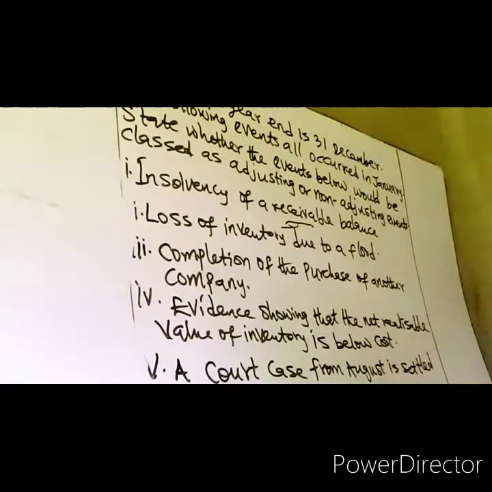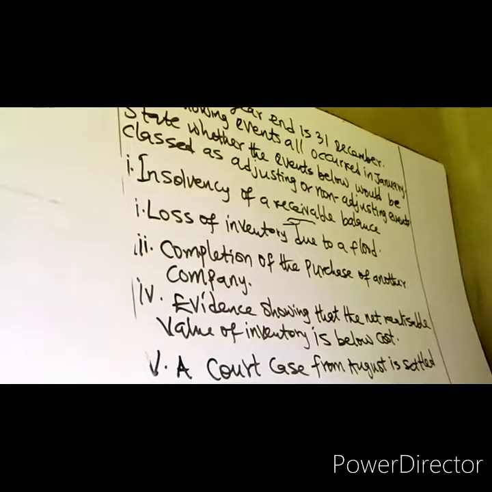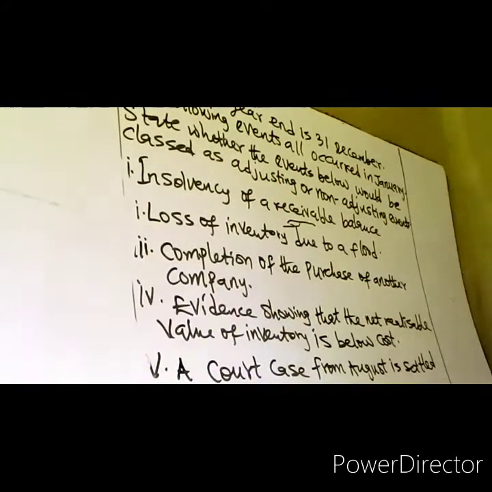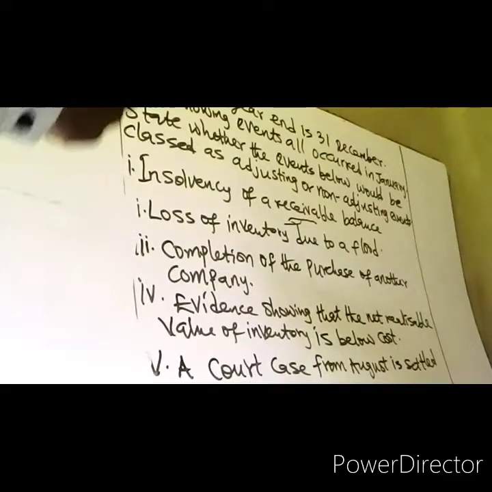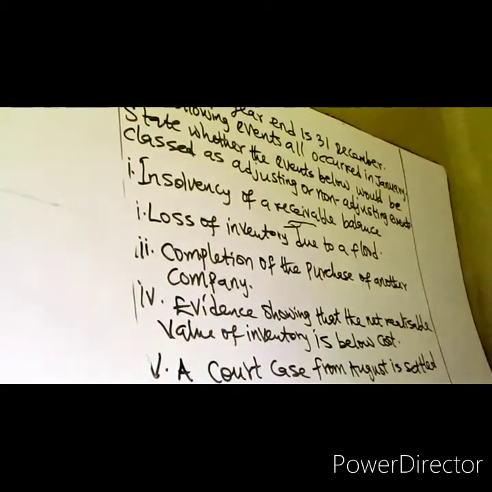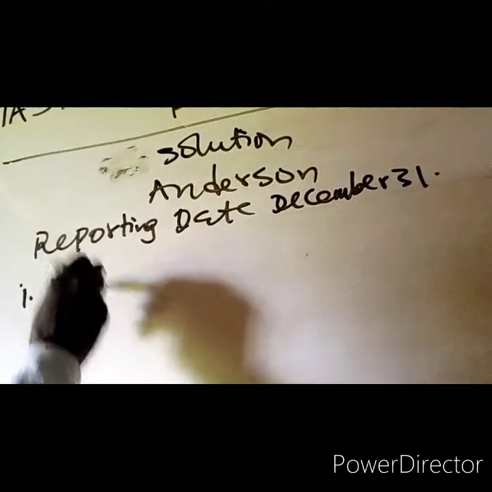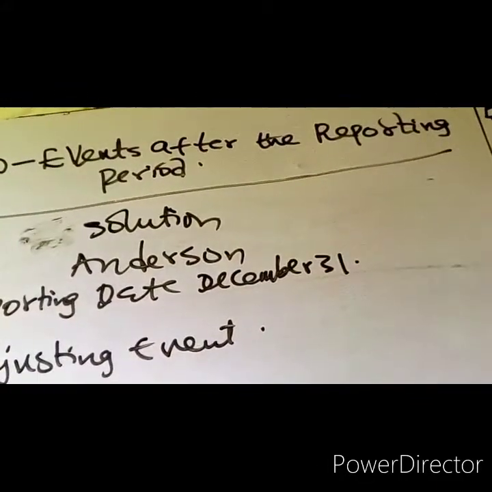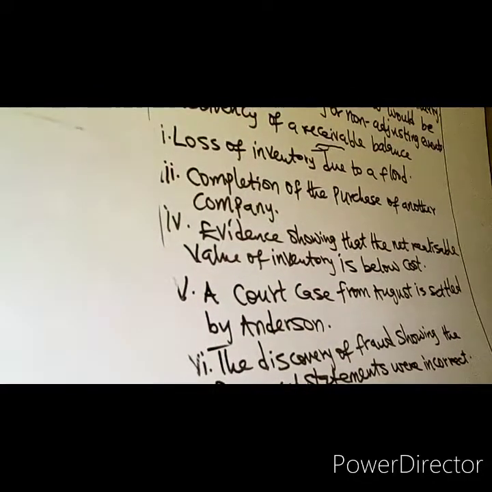The first item is insolvency of a receivable balance. The balance you show as receivable in the statement of financial position, that means the debtor has been declared insolvent. The insolvency of a receivable balance is providing evidence of the amount you have as receivable in the statement of financial position. So therefore, that is an adjusting event. Number two, loss of inventory due to a flood.